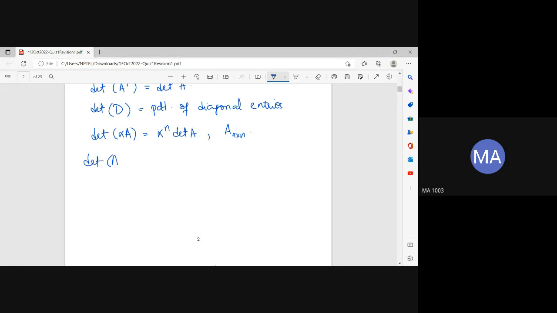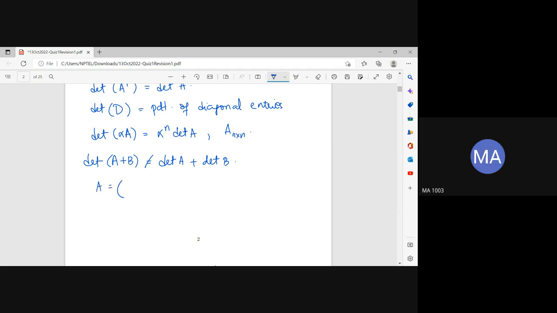What is the determinant of A plus B? Determinant of A plus determinant of B? No, it can't be equal to that. Ma'am, could you please repeat what you said about finding the determinant of an upper triangular and lower triangular matrix? It's the product of diagonal entries. Okay.